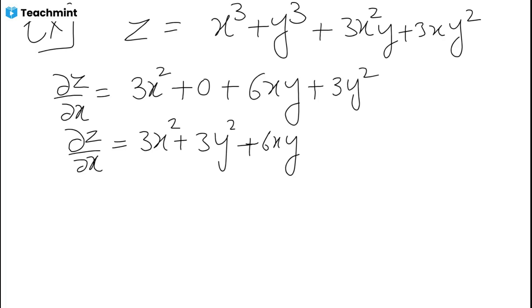Let us differentiate it again. Del square z over del x square. We'll get 6x plus 0 plus 6y only.